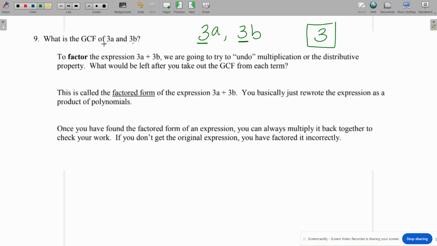So what if I now take the 3a and 3b and write it like this, 3a plus 3b?